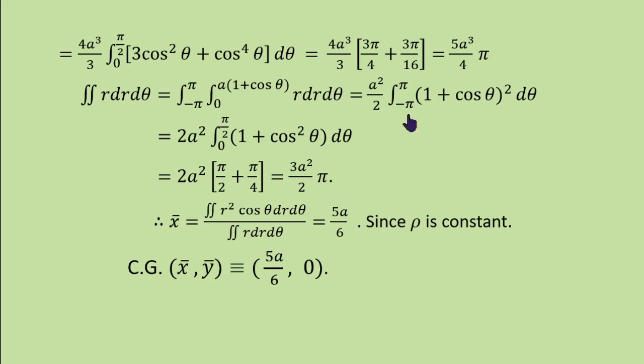So, divide these two. Here rho is constant, therefore, take rho outside from both sides. So, cancel rho. This integral is 5a cube by 4 pi and the denominator is 3a square by 2 pi, cancel pi and cancel a square. So, a remains, 5 by 4 into 2 by 3, cancel 2, denominator 2 into 3 is 6, 5a by 6, that is x bar. So, that is how we can find the center of gravity of the cardioid if the density is constant.